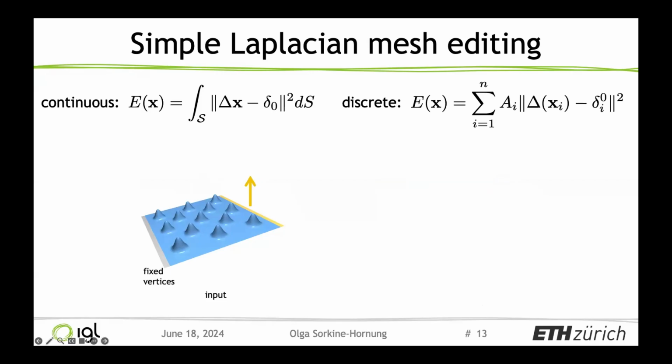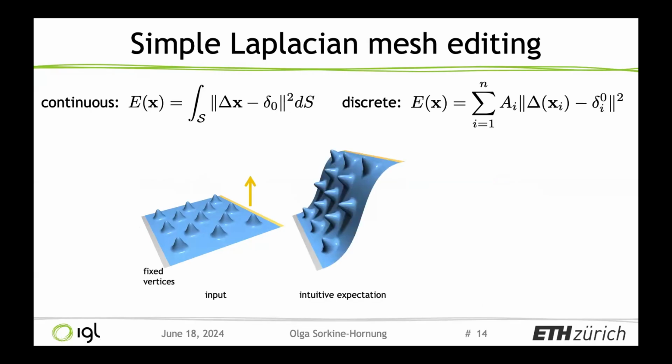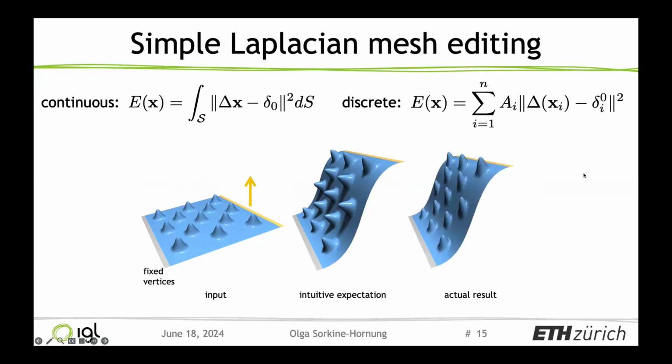So if we look at this simple didactic example, this is a bumpy plane surface. We are fixing the left side of the mesh, and we are taking this right-hand side boundary and pulling it upwards. Our intuitive expectation, if it's an elastic surface, would be something like this, right? But what happens with this Laplacian energy is that it produces this result here.